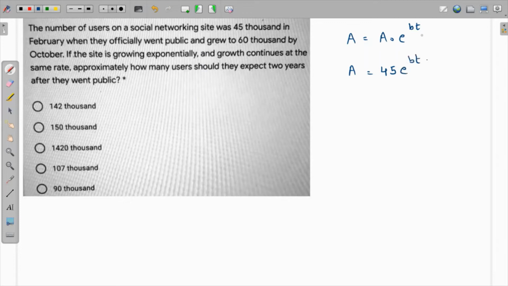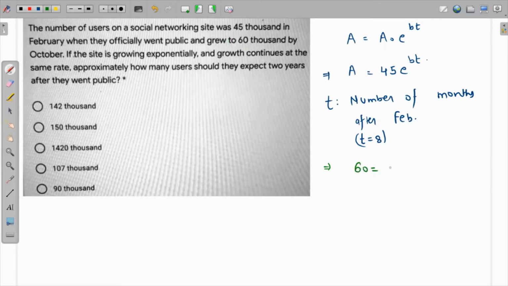Now t denotes the number of months after February, because in February they started. So in October, from February, that will be March, April, May, June, July, August, September and October. So the value of t comes out as 8 in October. If we substitute t as 8, the value of A has grown to 60,000.